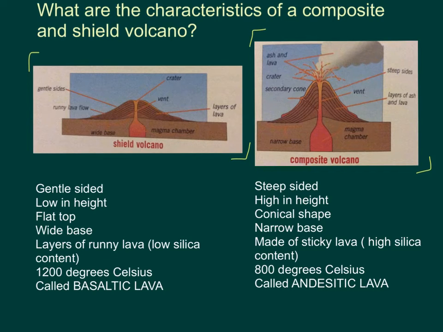This type of lava is called andesitic lava, and it is found at a destructive plate margin, where oceanic crust subducts under continental crust. The Andes was one of the first places that this lava was identified, hence the name andesitic lava.